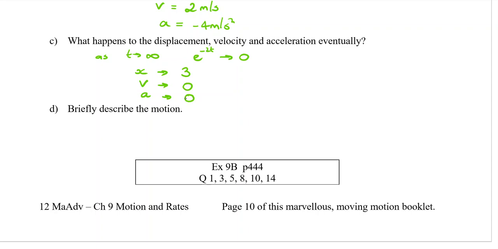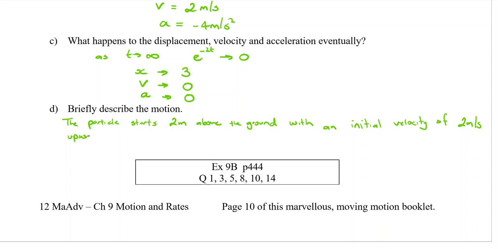Last one, we're nearly there. Briefly describe its motion. The particle starts, I'm going to write it as I say it. The particle starts, it's always good to know where you start, 2 meters above ground. So that's displacement. With an initial velocity, so all the initials, of 2 meters per second upwards, it is constantly slowing down. That's talking about the acceleration.